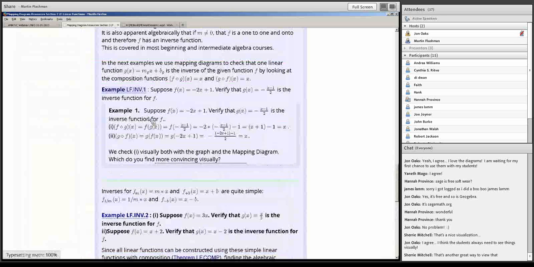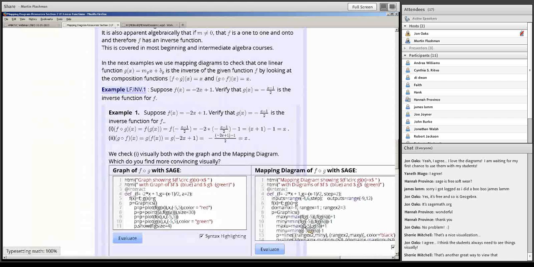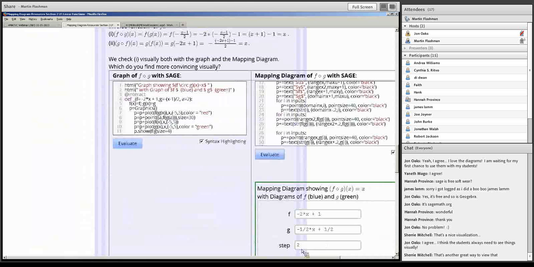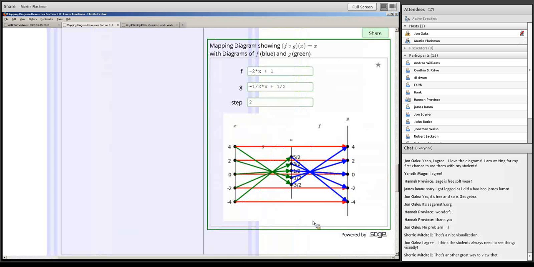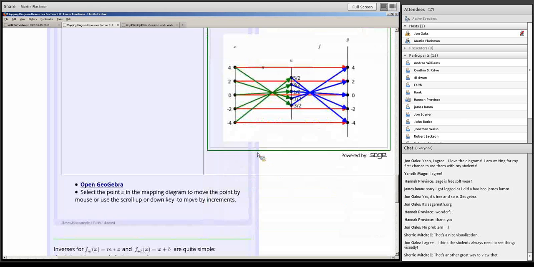So here's an example with Sage. And this is, I think, a terrific picture to show you why these two functions, f and g, are inverses. You start off with g, minus a half x plus a half, that's the green. You follow it with minus 2x plus 1, that's the blue, and your inputs end up being the same as your outputs in the composition. So this is a really beautiful way, I think, to understand how to check that you have the correct inverse function with a mapping diagram.